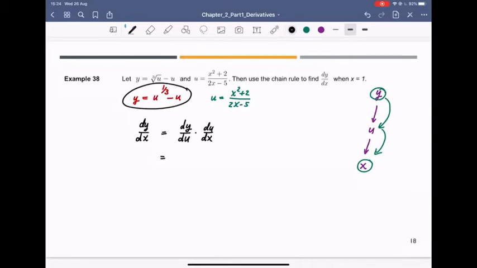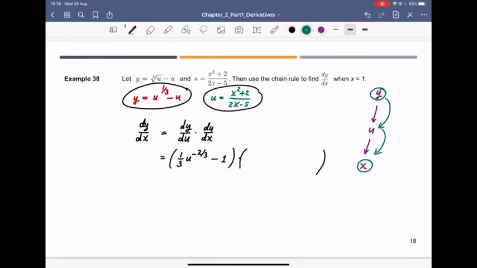So we get 1/3 times u to the minus 2/3. That is how I differentiate y with respect to u, and then minus 1, because I differentiate u to the 1/3 and get 1/3 times u to the minus 2/3, and then differentiating u, you get 1. So you can use the formula easily. After that, we're going to differentiate u with respect to x. You have no choice here because this is a quotient, so you have to use the quotient rule.